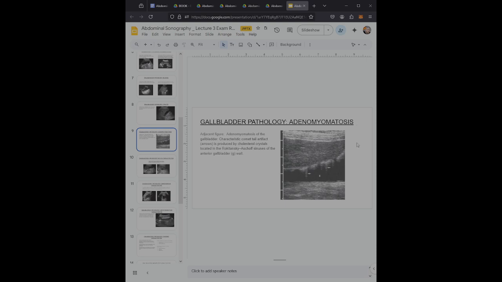But sonographically, you see focal or diffuse thickening of the gallbladder wall, as well as comet-tail artifacts. And that is quite well visualized here. The characteristic comet-tail artifact is over there, and it is produced by cholesterol crystals located in the Rokitansky-Aschoff sinuses of the interior gallbladder wall.